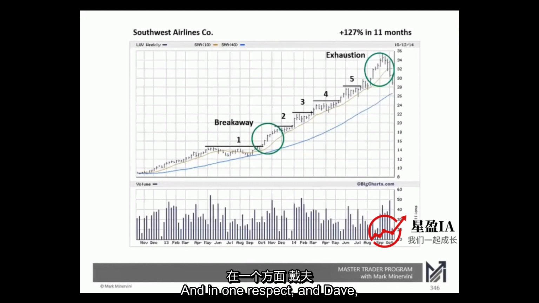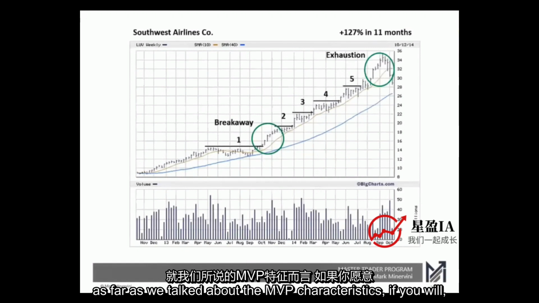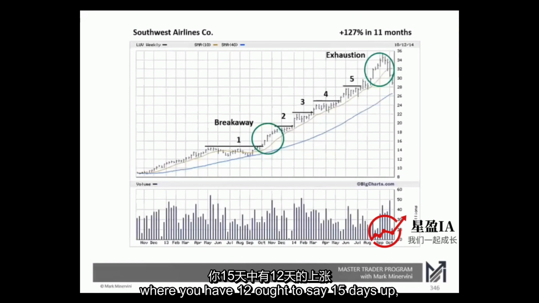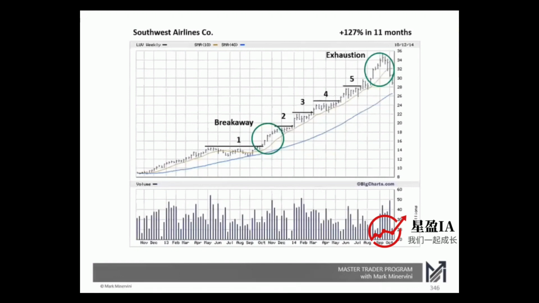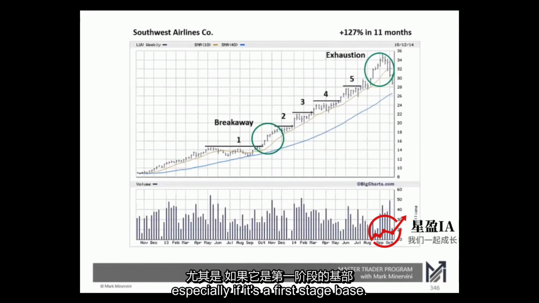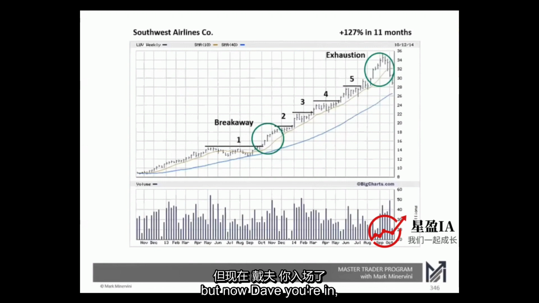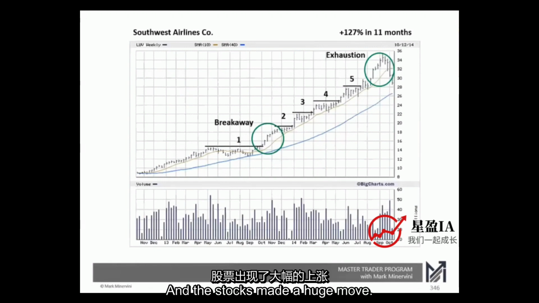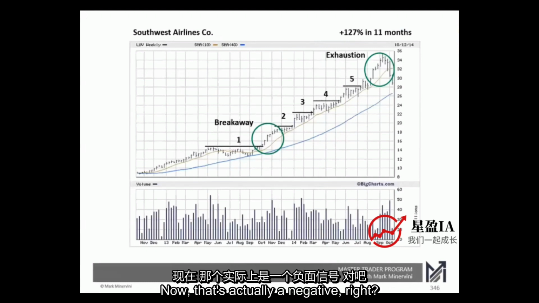And in one respect, and Dave, I want you to talk about this, as far as we talked about the MVP characteristics, if you will, where you have 12 out of, say, 15 days up on expanding volume, is a great sign from breaking out of a base, especially if it's a first stage base, but in a stage 2 uptrend. But now, Dave, you're now extended and you're on base 5, 6, and the stock's made a huge move. And now you get that type of move. Now that's actually a negative, right?